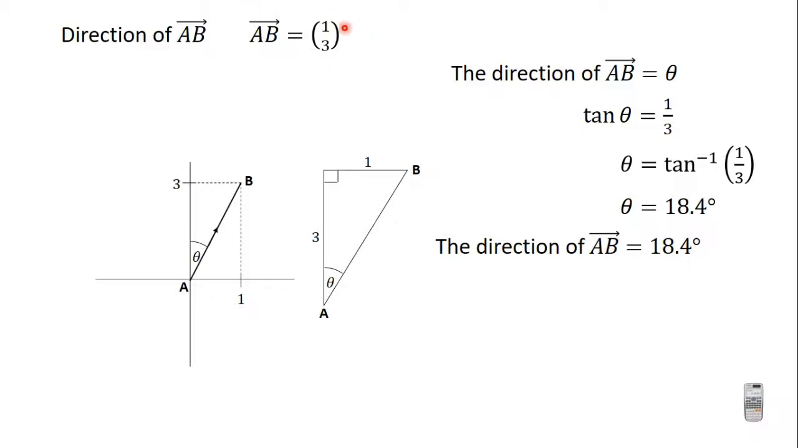So this column vector here, we have been able to find its magnitude as 3.2 units, and we have been able to find its direction as 18.4 degrees. So you see that this column vector, we have written it in the magnitude bearing form. So the magnitude is 3.2 units and the bearing is 18.4 degrees.